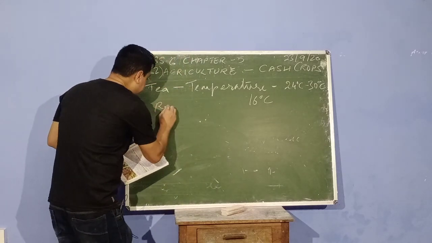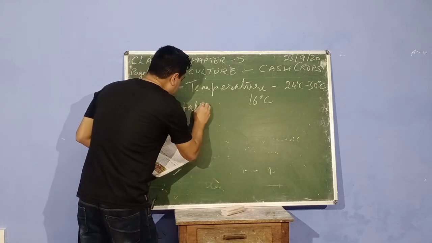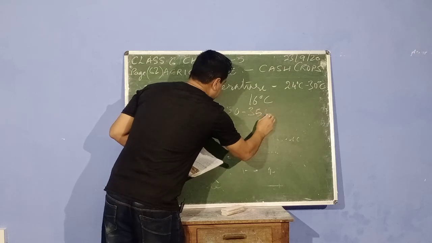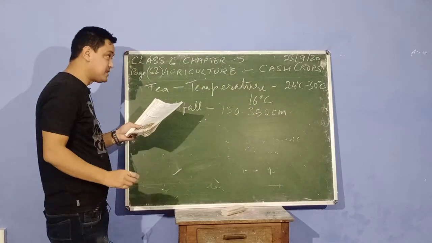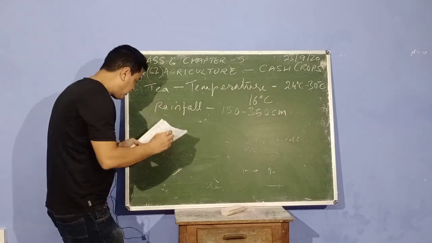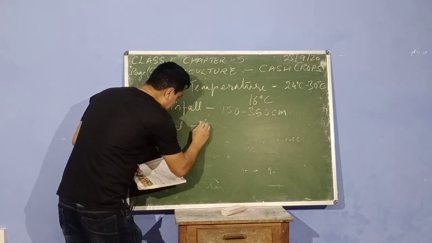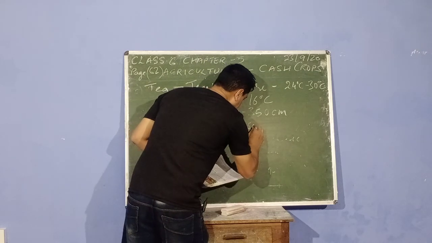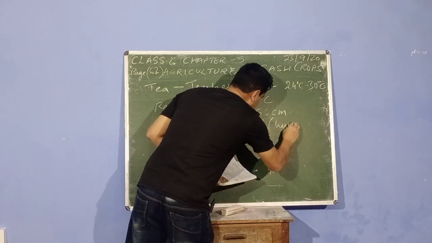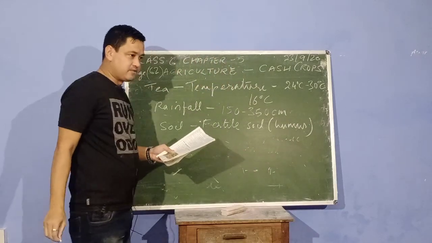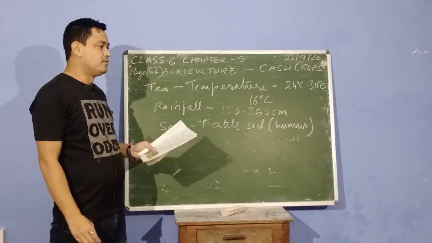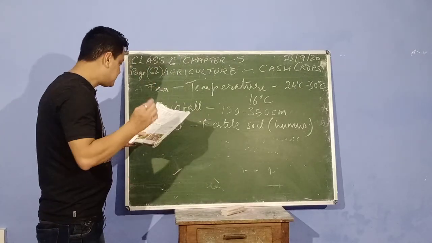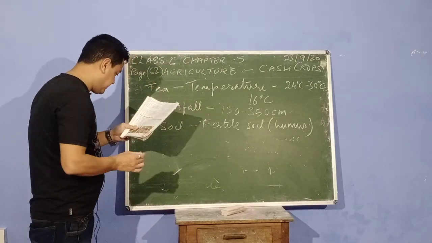The rainfall needed is 150 centimeter to 350 centimeter, which is a very high range of rainfall. The soil needed is very fertile, rich in humus. Now humus means organic matter, remains of plants and animals, which makes the soil fertile and ideal for growing tea.